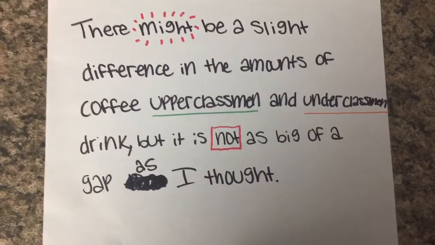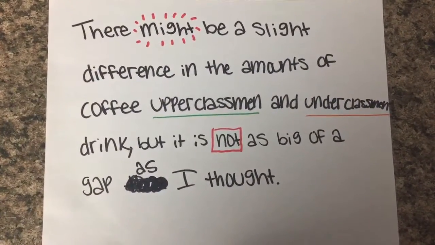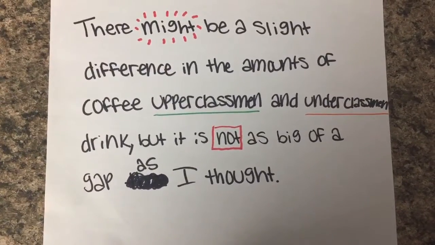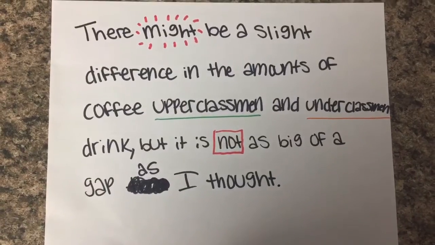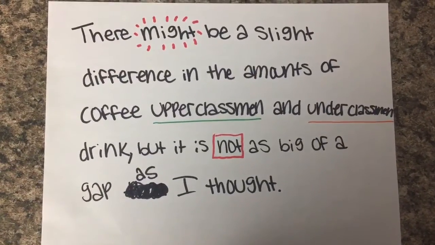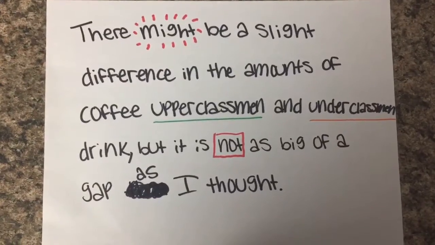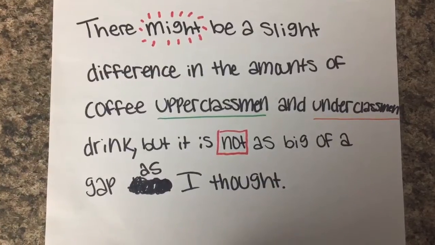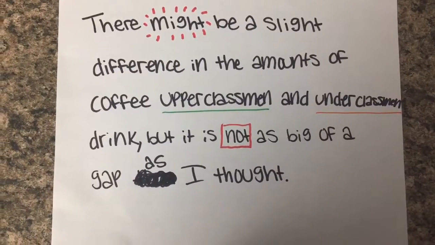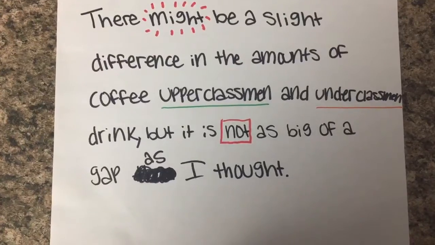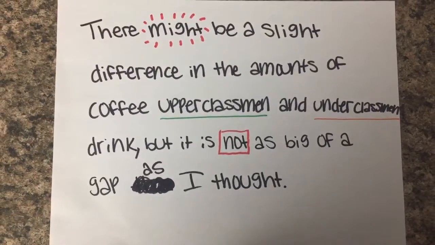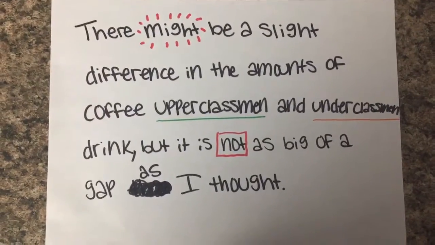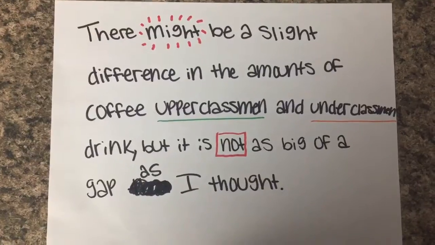So, from this experiment, I learned that there might be a slight difference in the amounts of coffee upperclassmen and underclassmen drink, but it's not as big of a gap as I thought it would be. I thought that upperclassmen would drink way more coffee, but it was not statistically significant. So, I would probably need to survey a lot more of the population of interest to find an actual more accurate conclusion, but from this experiment, it was not significant.